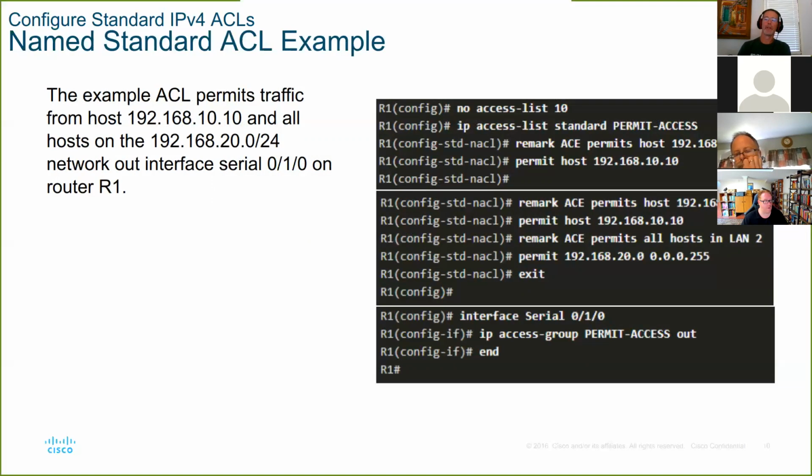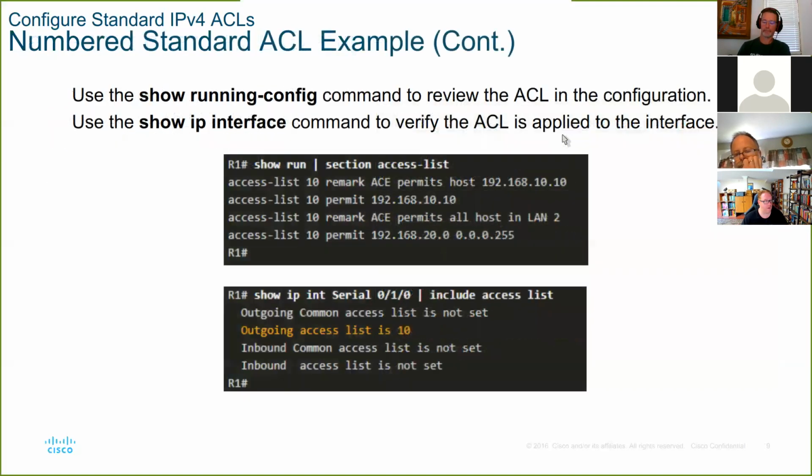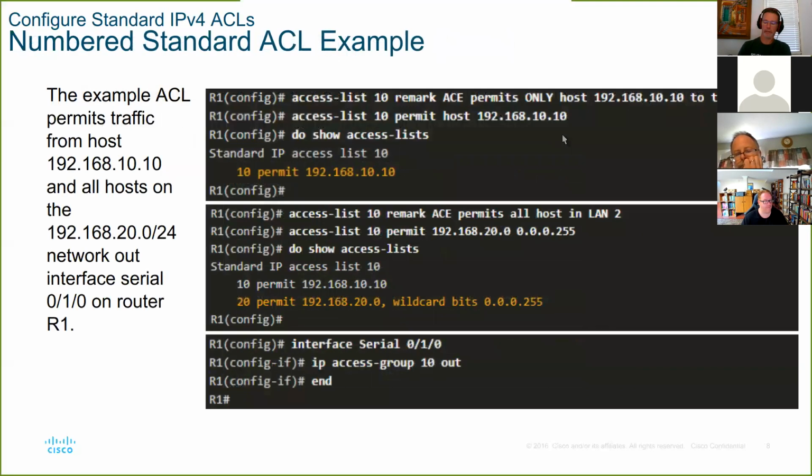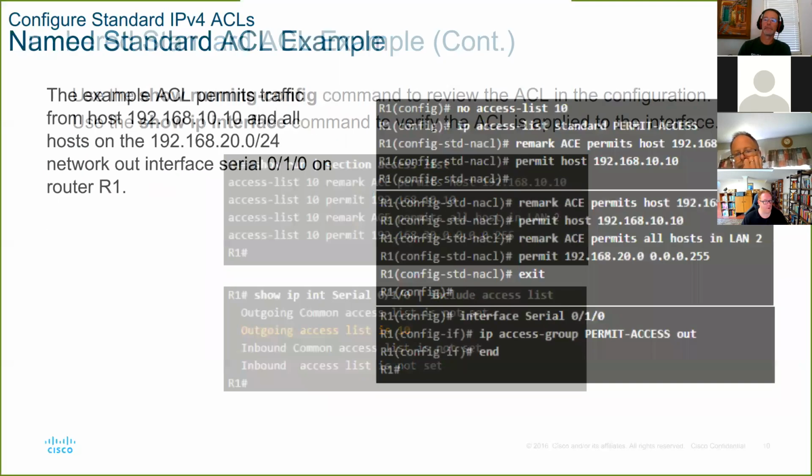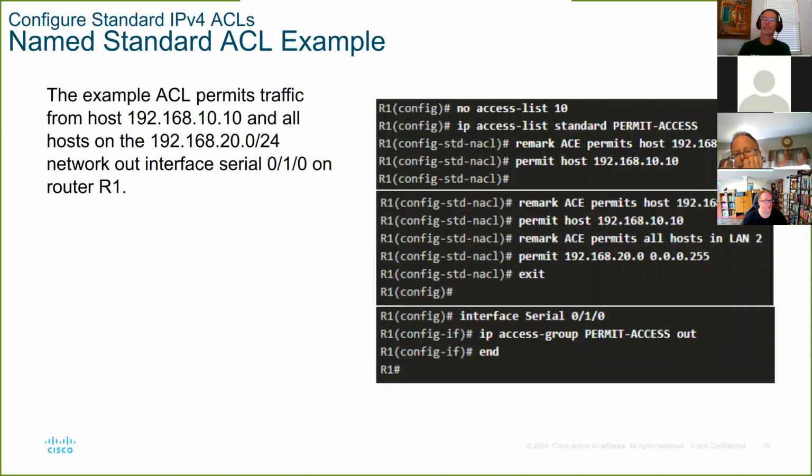Okay, yeah. So we can start with a remark. We start with this remark. We have a permit for the host. Then we put another remark, a LAN, IP access group PERMIT-ACCESS outbound, done.